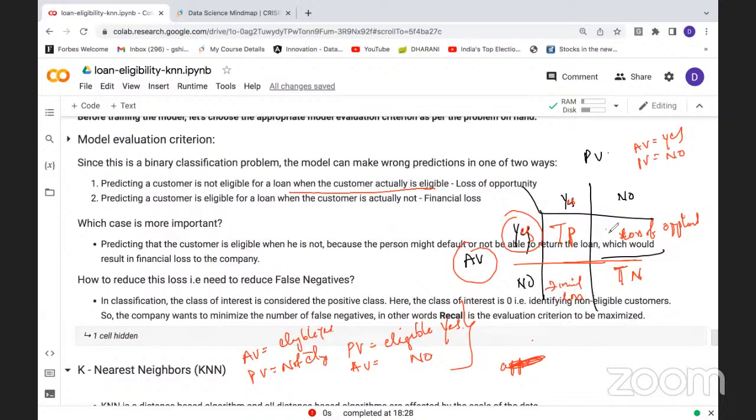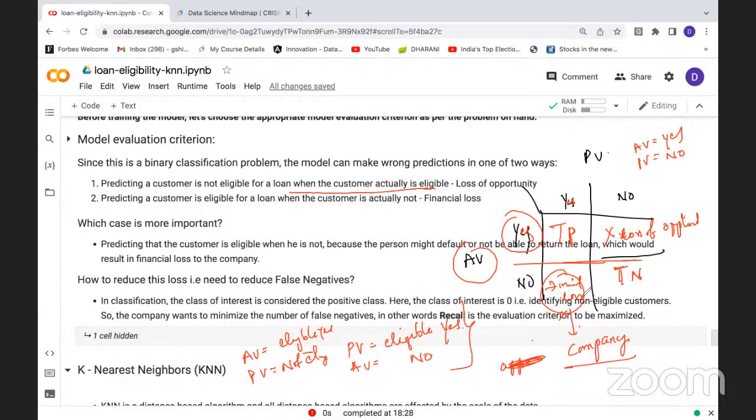Now tell me, both are errors only. Which one is more important? Which is more loss? Financial loss is more dangerous, because he is not actually a perfect person to take the loan, but your model is saying yes. He may default on the loan and not be able to return it, which would be a financial loss to the company, a loss to the bank.